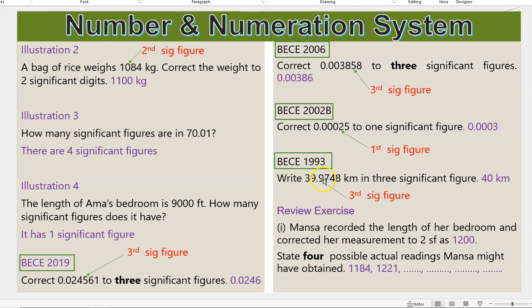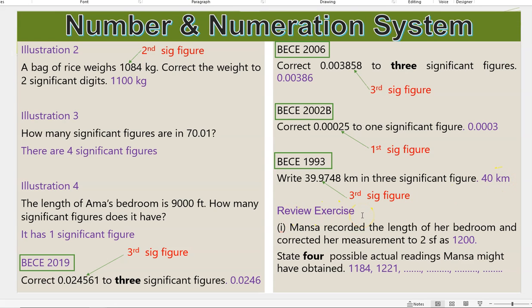BECE 1983. Write 39.9748 kilometers in 3 significant figures. This is the third significant figure. But the next number is 7, which is more than 5. And so we are going to borrow 1 here and add it to the 9, making 10. In mathematics, when you're adding and you get 10, you write 0 and then you carry the remainder forward. And so 0, remainder 1. And the 1, we are going to add the 1 to the 9, making 10. 0, remainder 1. Then we carry the remainder forward, making 1 here. And then when you add 1 to the 3, you're going to get 4. And therefore, to 3 significant figures, we are going to get 40, or 40.0 kilometers.